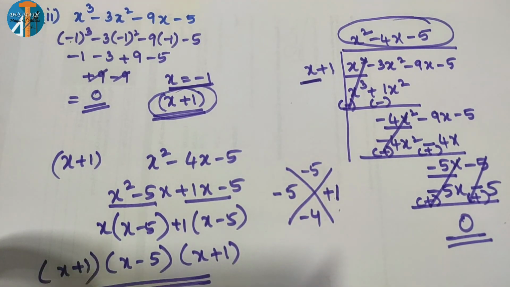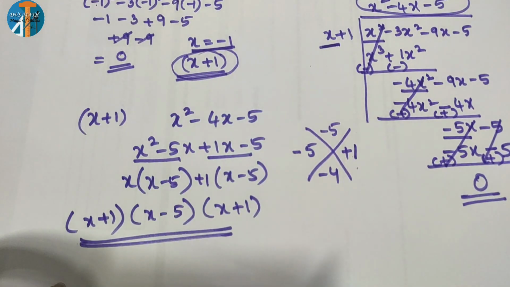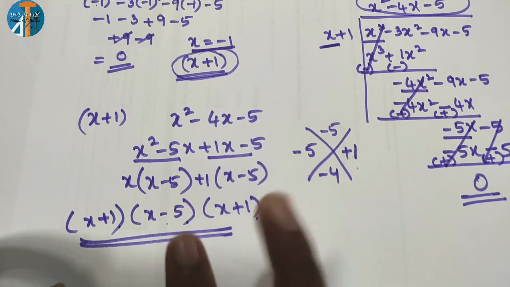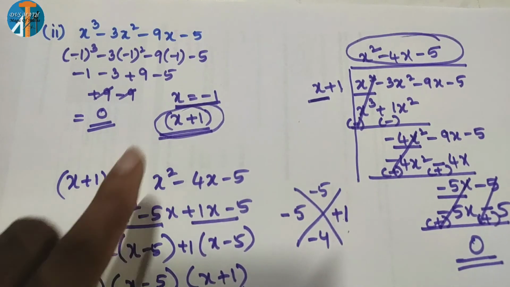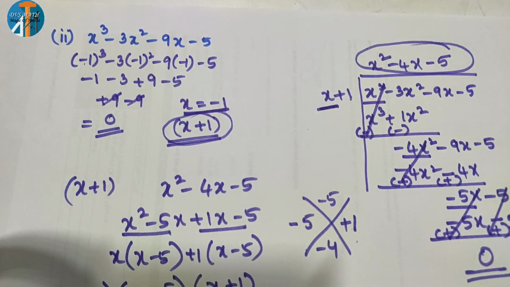Here we are getting x plus 1, as we got in the first obtained factor. So which are the factors of this polynomial? x plus 1, x minus 5, x plus 1. You are getting two x plus 1 and one x minus 5. So these are the factors of the given polynomial x cube minus 3x square minus 9x minus 5.